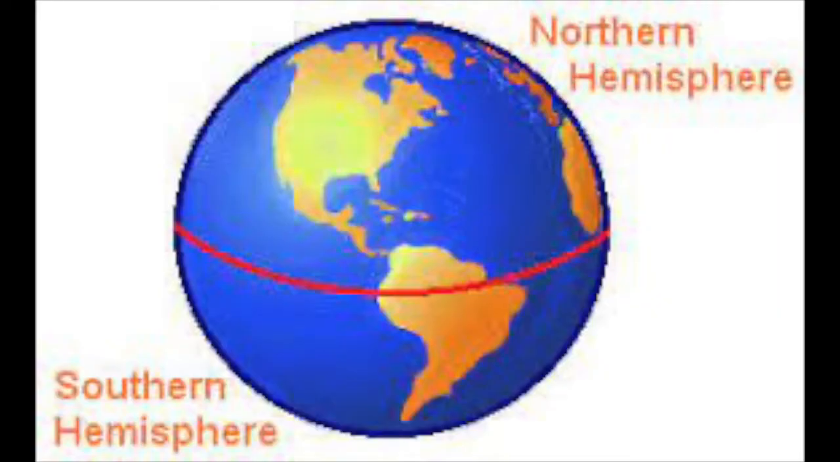Remember, she explained that the Earth is divided into a northern hemisphere and a southern hemisphere. The northern hemisphere is on top and the southern hemisphere is on the bottom. We live in the northern hemisphere. So we are going to talk about our seasons because we are in the northern hemisphere.